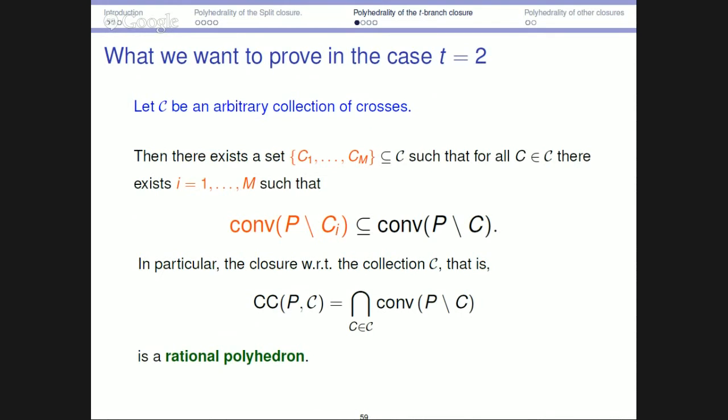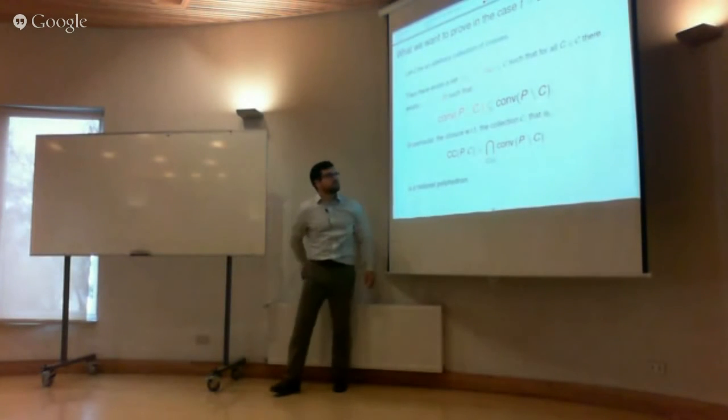So what we want to prove in this case, again for T equals 2, is that for every arbitrary set of crosses, we can find a finite set of minimal elements that dominate any other cross. We want to prove that every cross can be dominated in this sense by a cross from this finite set. And this will imply that this two-branch closure is a polyhedral set, because any other cross is dominated by one from a finite set.